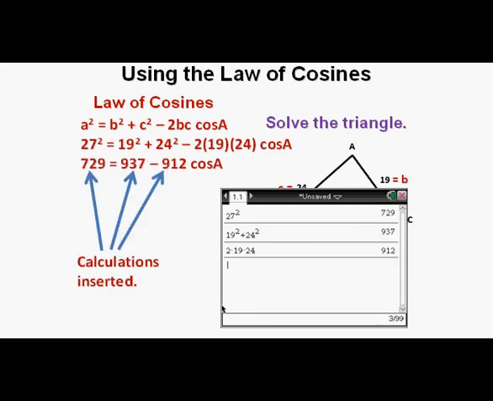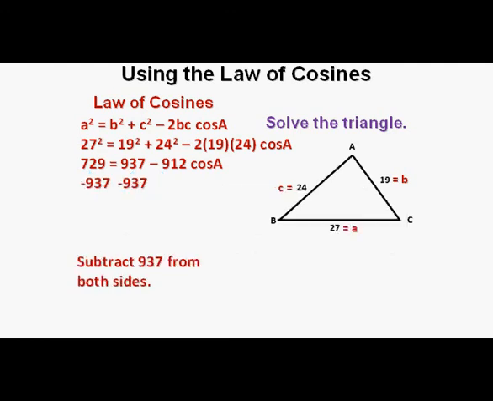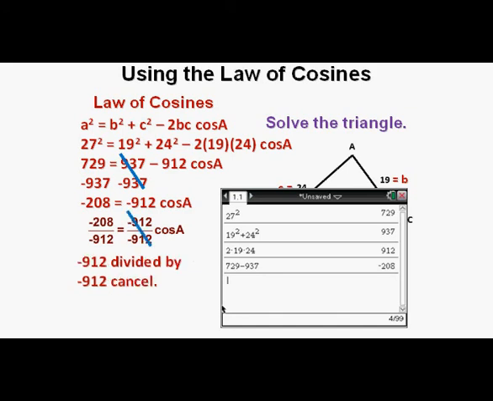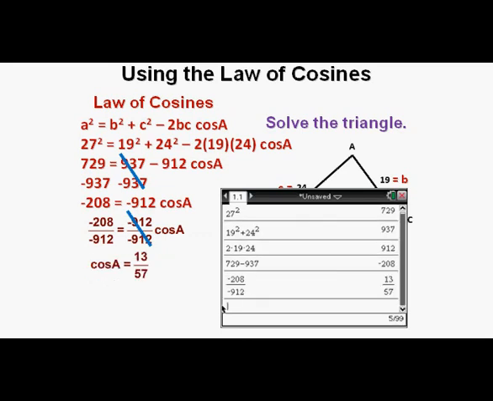Next we go about solving by first subtracting 937 from both sides of the equation. 937 minus 937 cancel to equal 0 on the right side of the equation. We bring down what's left: negative 208 equals negative 912 cosine A. Next we divide both sides of the equation by negative 912. Negative 912 divided by negative 912 cancel to equal 1 on the right side of the equation. We make the calculation and bring down what's left, and it's cosine A equals the fraction 13/57. And solving for A, angle A equals the inverse cosine of 13/57.